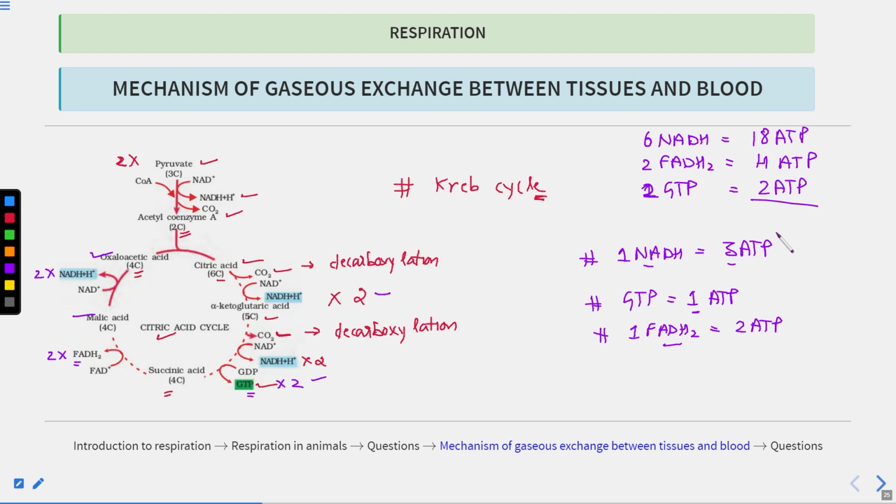So if we add all these, what will we get? We'll get 24 ATP. Okay, 18 plus 4 is 22, 22 plus 2 is 24. So during the Krebs cycle, we can say 24 ATP are produced. Clear? This was very simple math. Now let's move on.